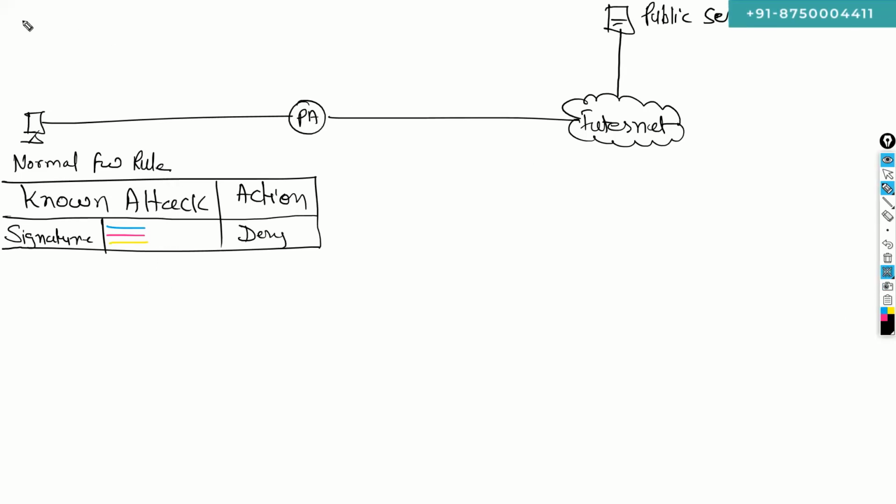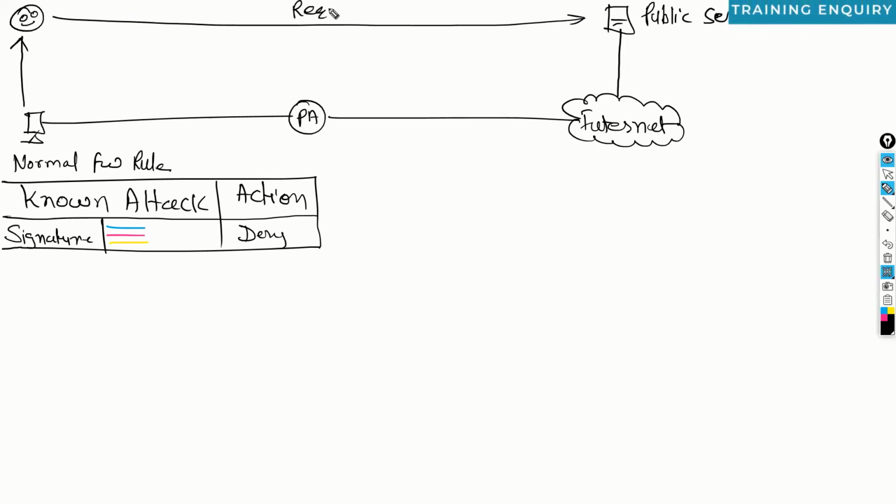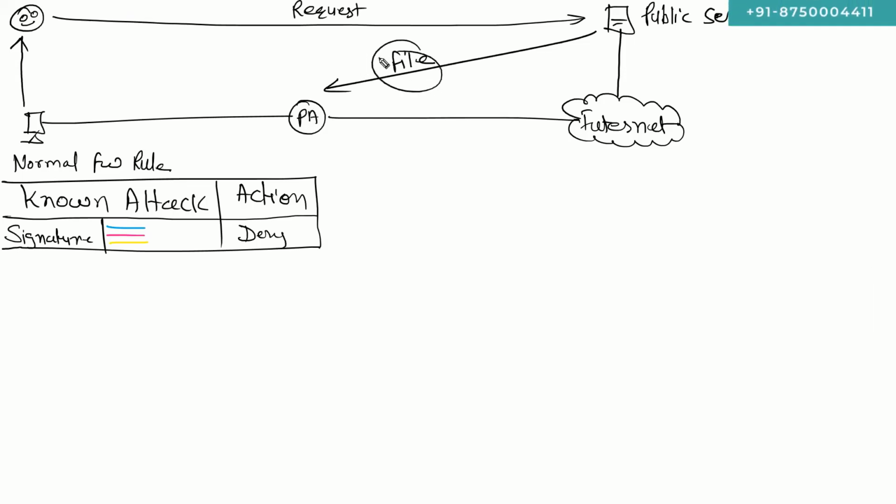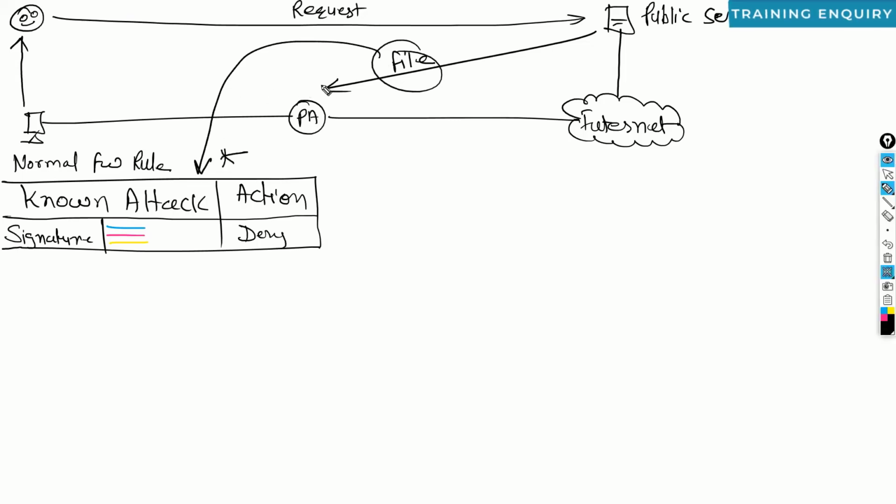Now what is the user doing? The user on the PC is initiating a request to the public server through the firewall. That server is giving a file. The firewall will match this file against the signatures and non-attack, no match. If there is no match, then this file will be allowed.